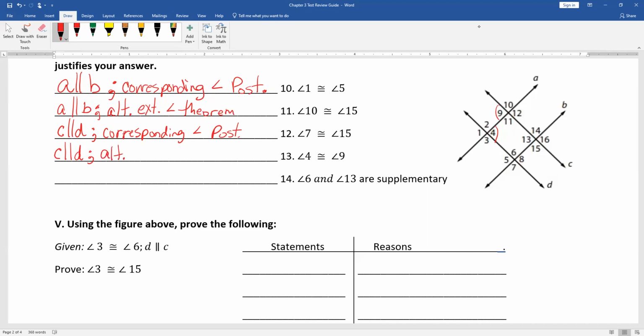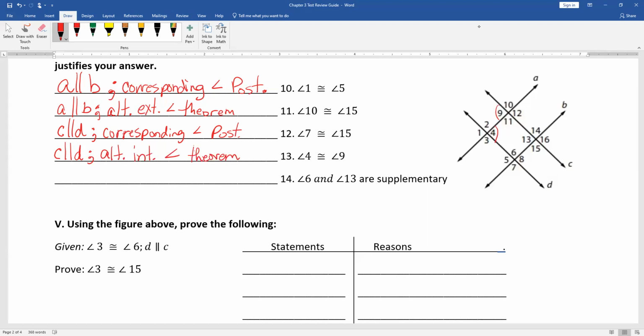Are they inside the parallel lines or outside the parallel lines? They're in between C and D. See that? So they're inside. So what do we call that? Interior. Yeah, so this is the alternate interior postulate. Well, sorry, angle theorem, yes. I'm sorry. Corresponding is the only postulate. Just having a moment. Alternate Interior Angle Theorem is what that is.